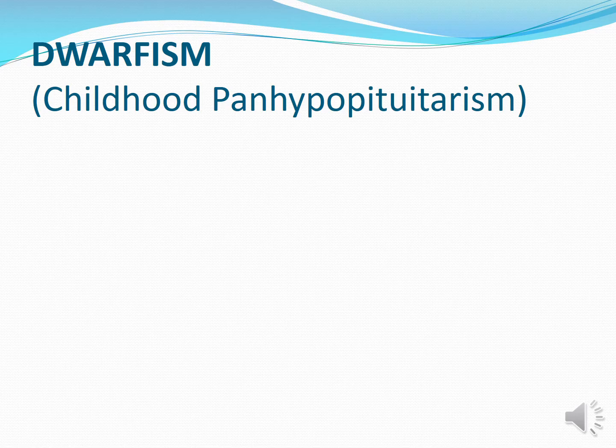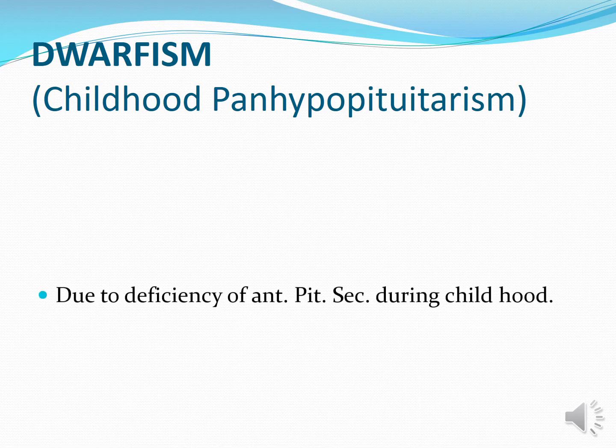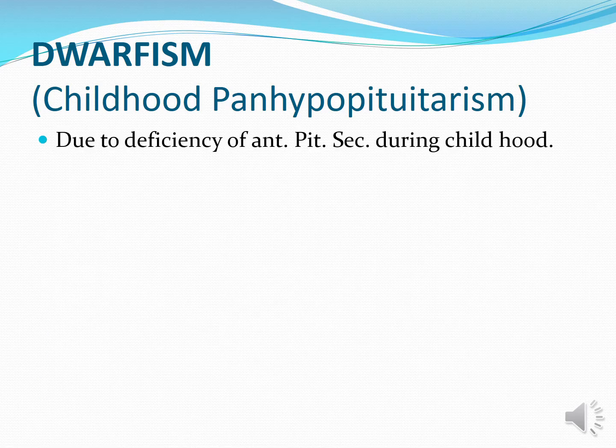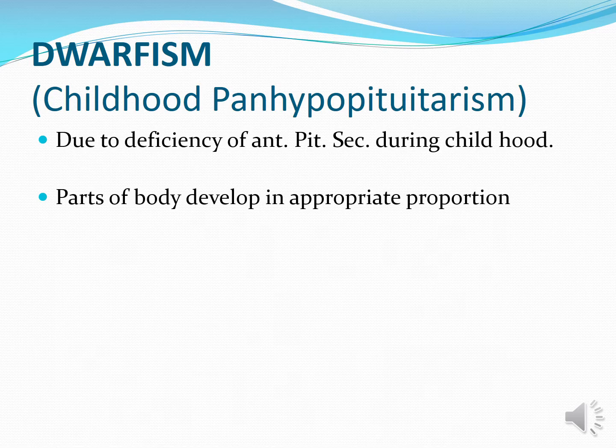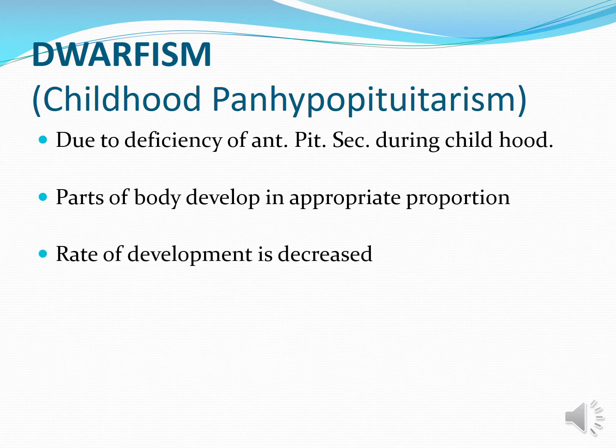Dwarfism, that is, childhood hypopituitarism. This is due to deficiency of anterior pituitary secretions during childhood. Parts of the body develop in appropriate proportion to one another, but the rate of development is decreased.